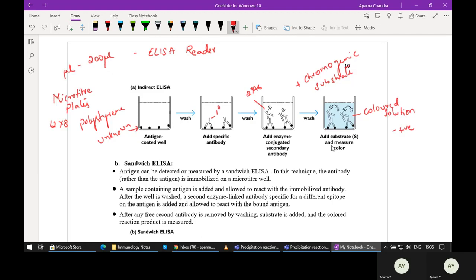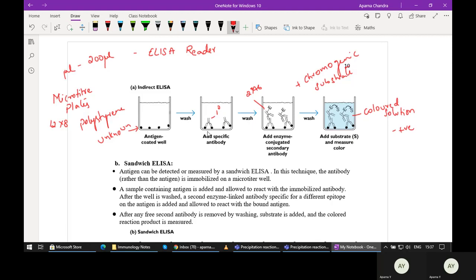Now assume the same thing with the negative result. You have added the unknown solution to see whether the antigen is there or not. Suppose there is no antigen here. If there is no antigen, when you have washed the buffer, the titer plate will be empty. In the second step, you have to add the primary antibody. Since there is no antigen coated onto the well, when you add the primary antibody to it, what will happen?